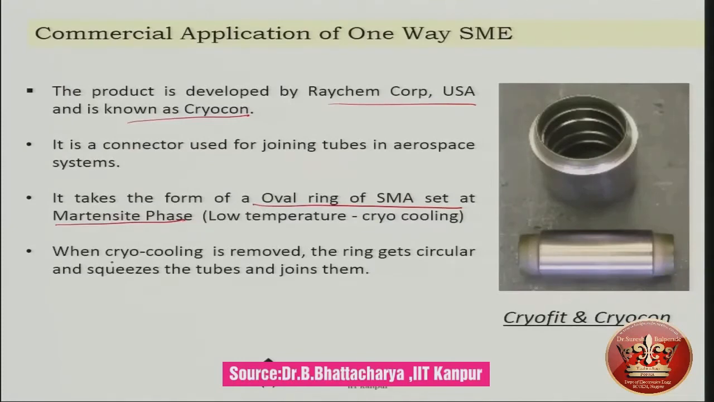Now when cryocooling is removed, that means when you are coming back from low temperature to high temperature, the ring becomes circular and squeezes the tubes and joins the two tubes. So it starts from an oval shape, you fit it, and then you remove the cryocooling and it fits the two connectors. So that is the Cryofit and Cryocon system. This is one of the effects of the one-way shape memory effect.